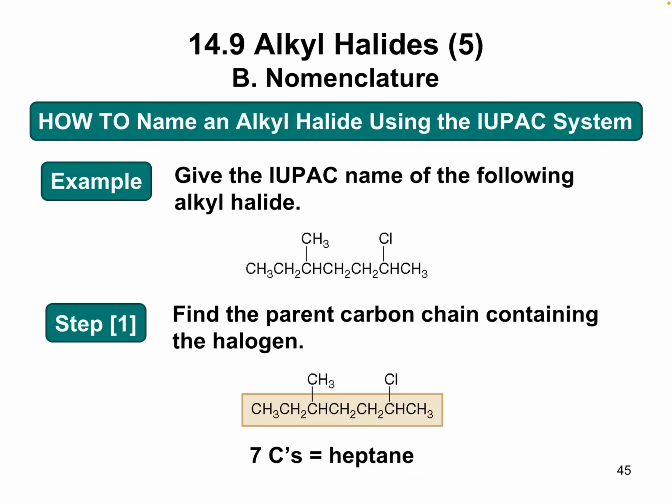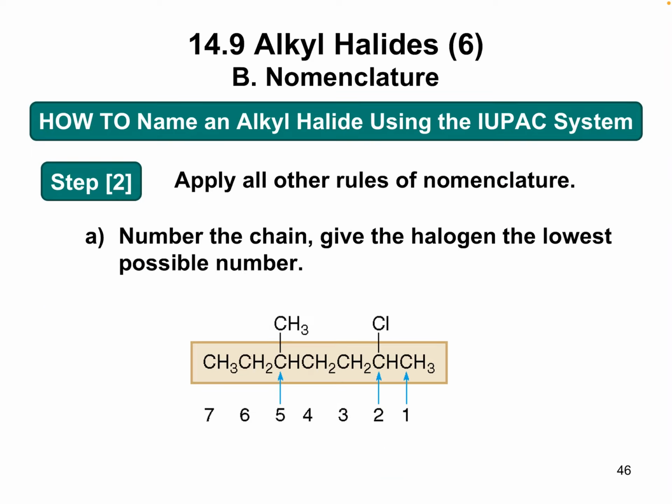So naming alkyl halides is pretty easy. We've actually sort of been doing it a little bit already. It's the same as naming all of the other molecules that we've named so far. We're going to find the largest parent chain in the molecule that contains the functional group, so in this case the halogen. There's our 7-carbon chain, so we know that's some kind of a heptane. We've got to give our halogen the lowest possible number because it's our functional group. So our halogen is at carbon number 2. We also have a methyl substituent group at carbon number 5.